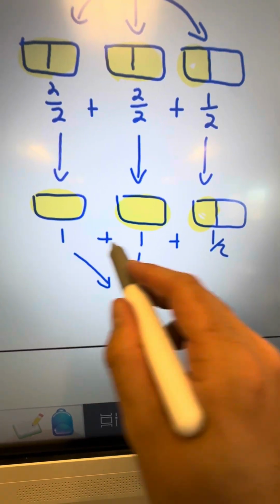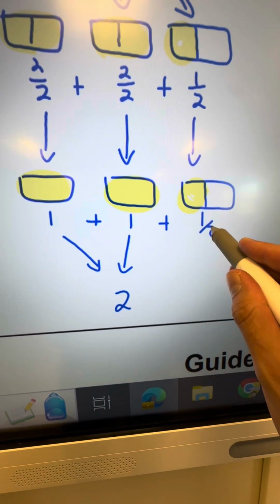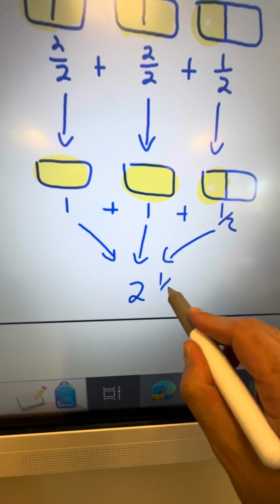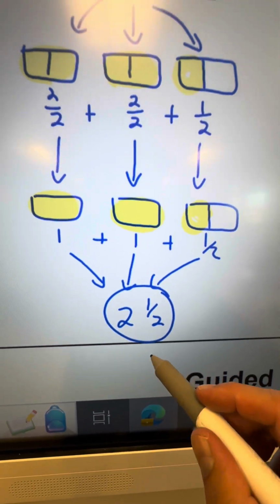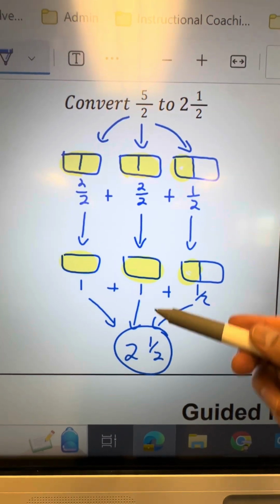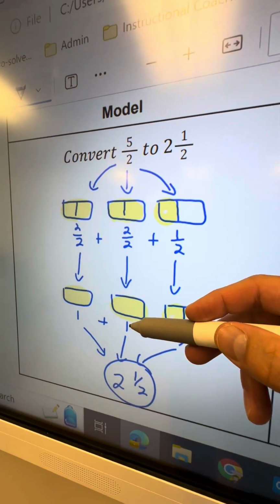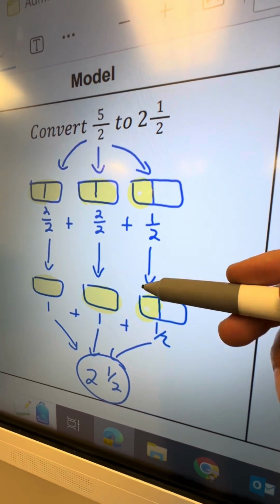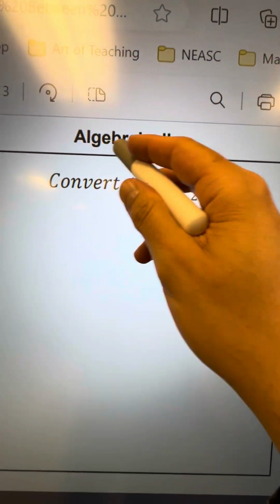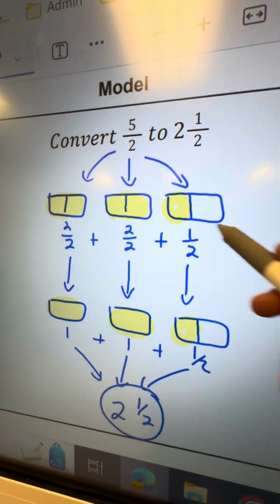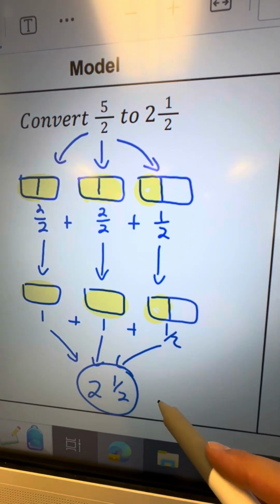And then when you combine these two together, you're going to get 2. And then your 1 half left over, bring that down, and you get 2.5. So now from this visual, you can see 5 halves is the same thing as 2.5. And then once you have your model created with your labels, the hard part is done. Then the algebraic part is basically just take out the pictures and only write down the numbers.